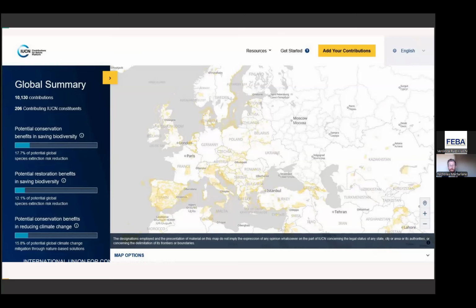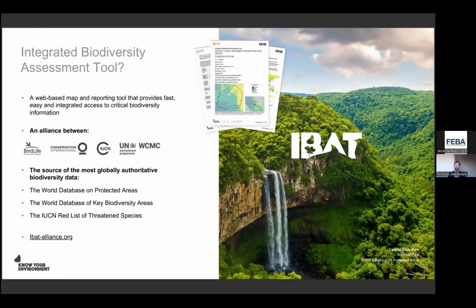Next slide, please. The other way to access STAR is through the Integrated Biodiversity Assessment Tool. This would be for work that needs to be private because it won't be public. It'll just provide you the information that you need. And it is free for non-commercial use. It's an alliance between basically the four biggest conservation data providers: BirdLife International, Conservation International, IUCN, and United Nations Environment Program World Conservation Monitoring Center.